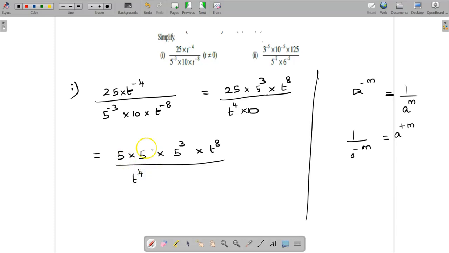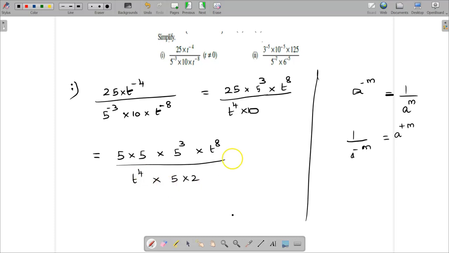Since in the numerator all the terms are in 5, let us convert this 10 into 5s also. So 10 I can write as what? 5 into 2. 5 twos are 10. So I can write it as 5 into 2. Because 5 into 5 is 25, so I cannot write it like that. So 10 is nothing but 5 into 2.